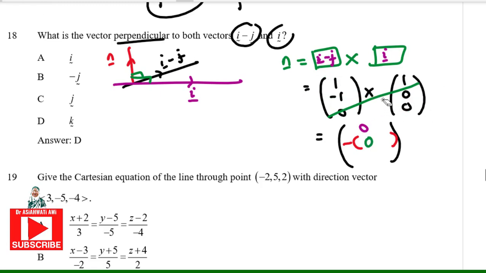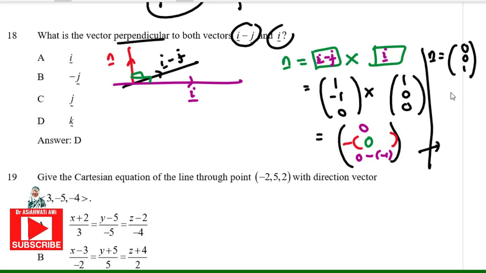And the last is to cancel this one and get 0 minus negative 1 times 1, which is negative 1. Simplify: n is equal to 0, 0, 1, or n is equal to k. The answer is D.